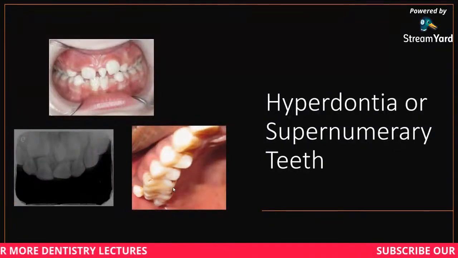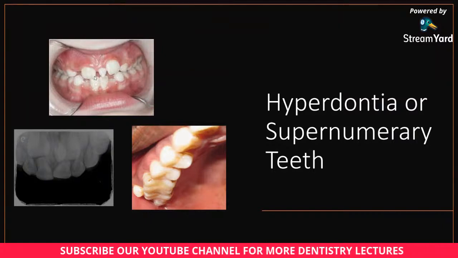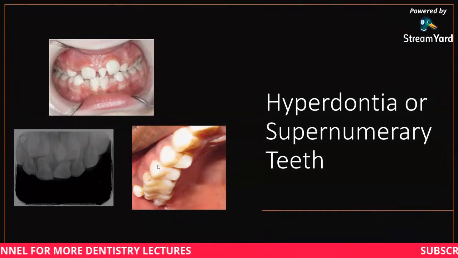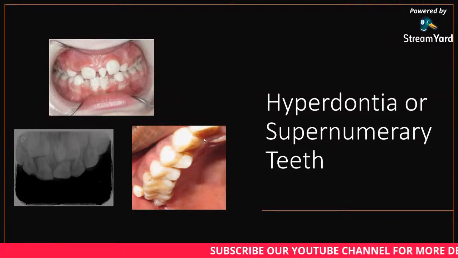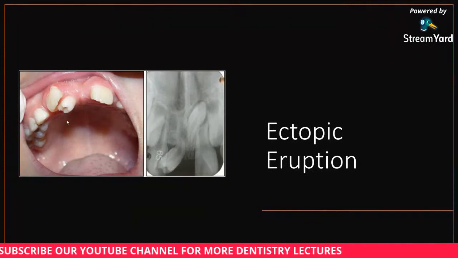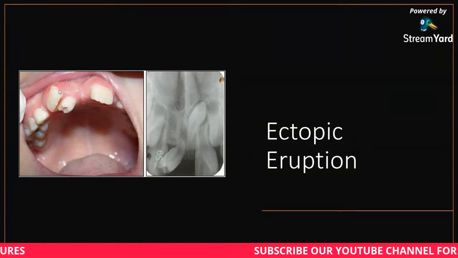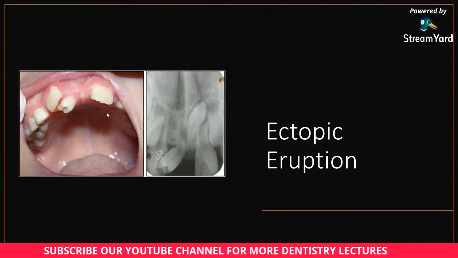Hyperdontia or supernumerary teeth also cause problems, like maybe a mesiodens. There could even be multiple mesiodens. There would be chances of having parapremolars or paramolars or distomolars. They also contribute towards malocclusion. Ectopic eruption, you can see over here an ectopically erupted tooth, and definitely it is also going to affect the rest of the dentition and will lead to malocclusion.